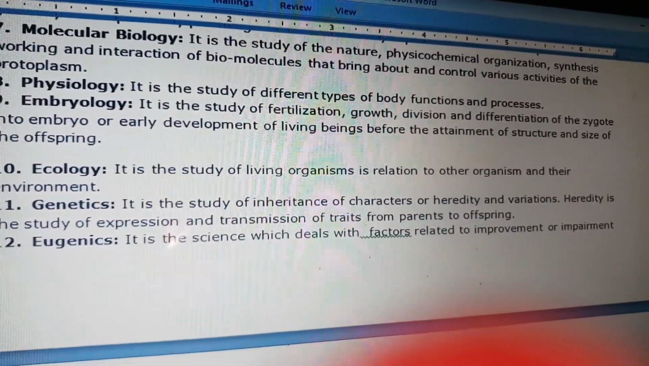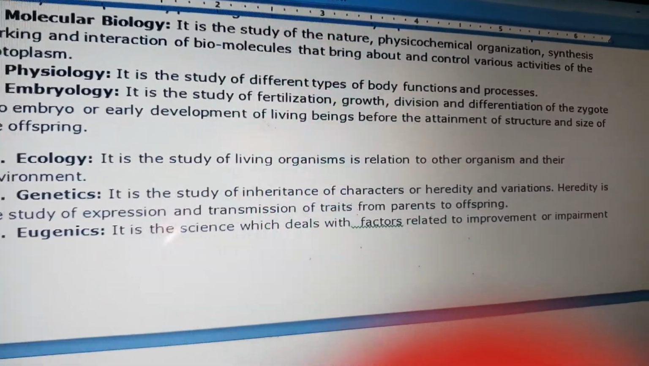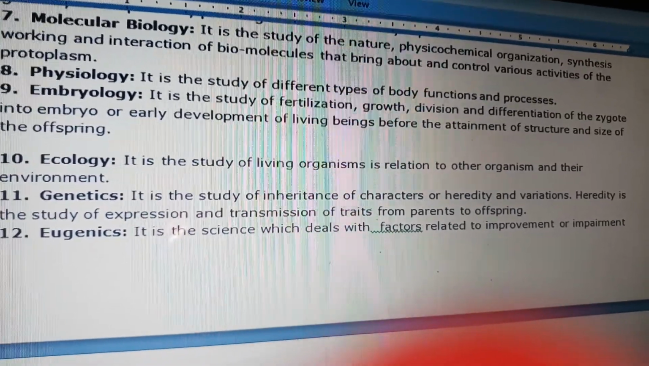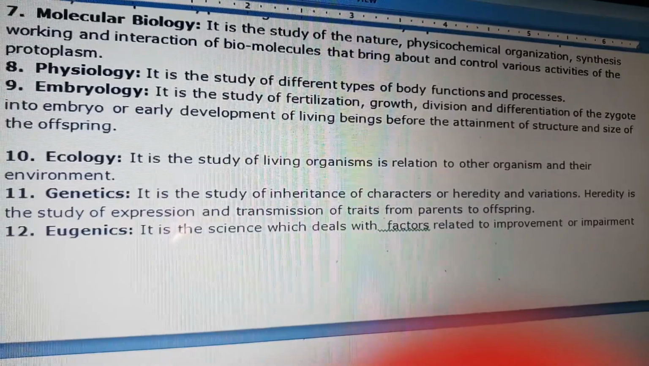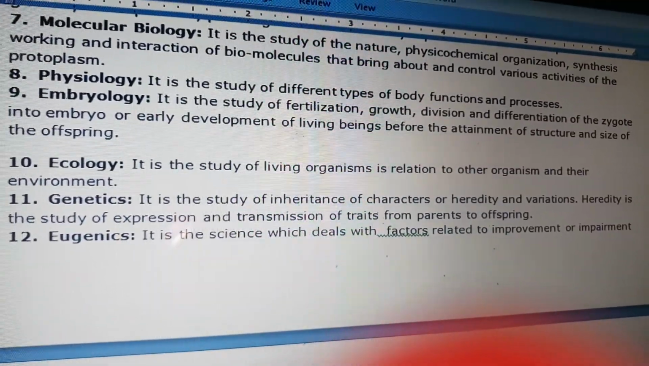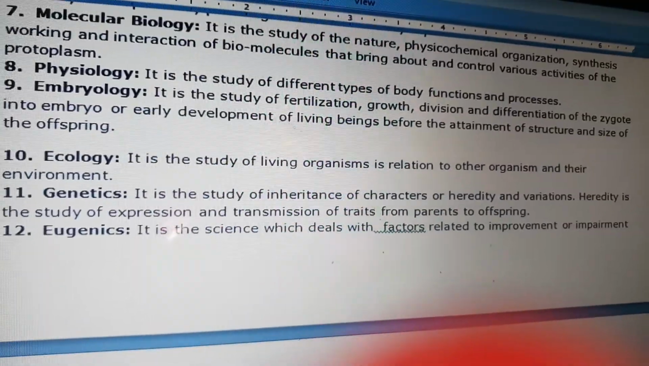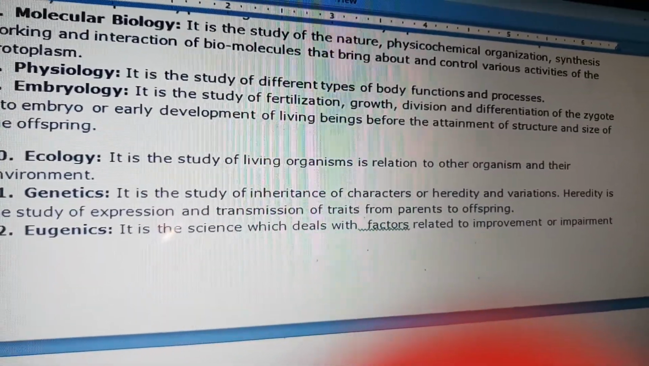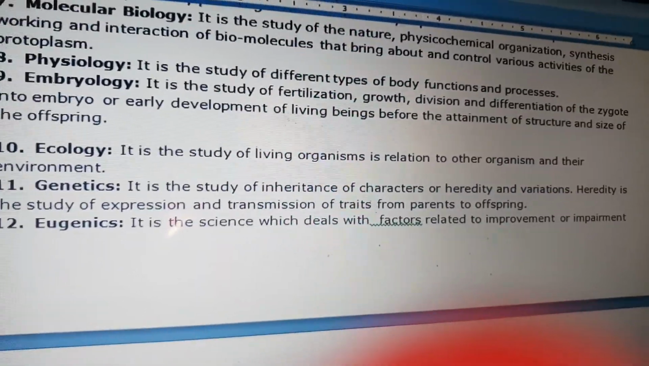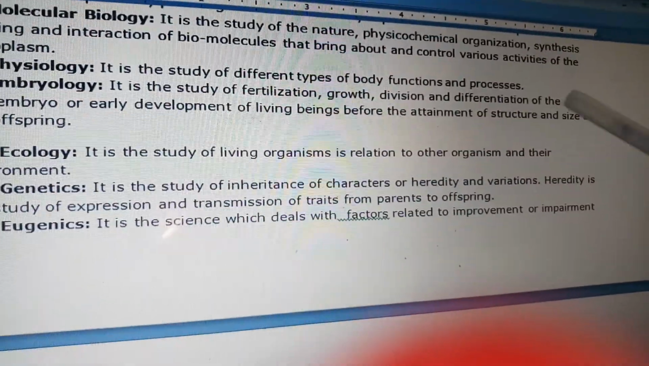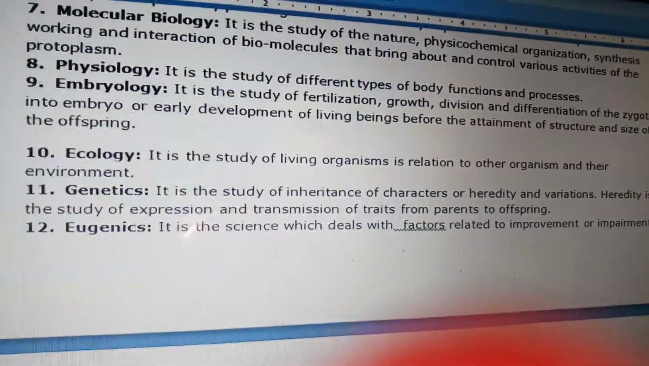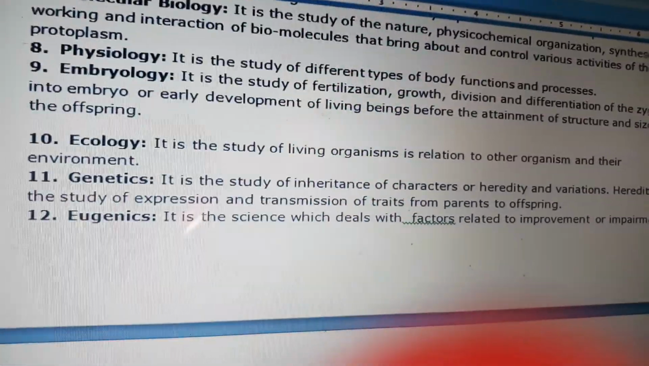Now next one is physiology, in which we study about the functions. As I told you, in the MBBS course, the first thing that medical students read is anatomy and physiology. Physiology is related to the functions. So here you can see that physiology is the study of different types of body functions and processes.